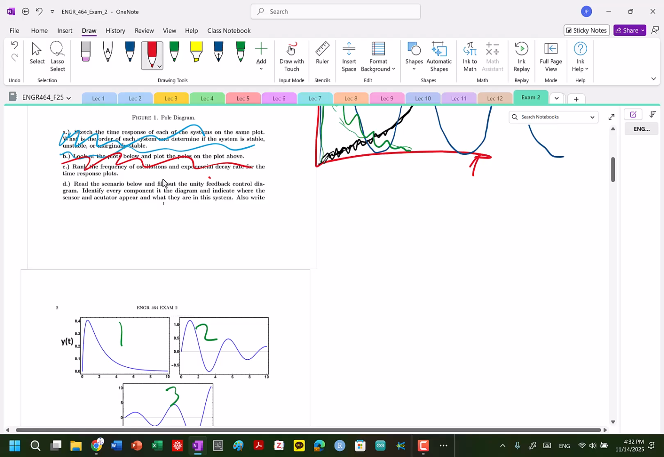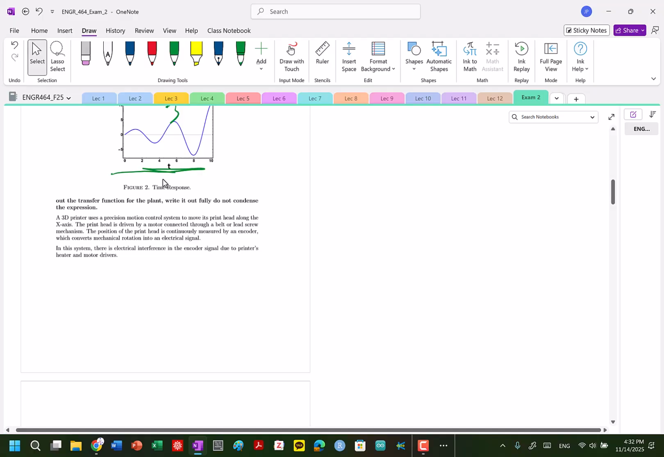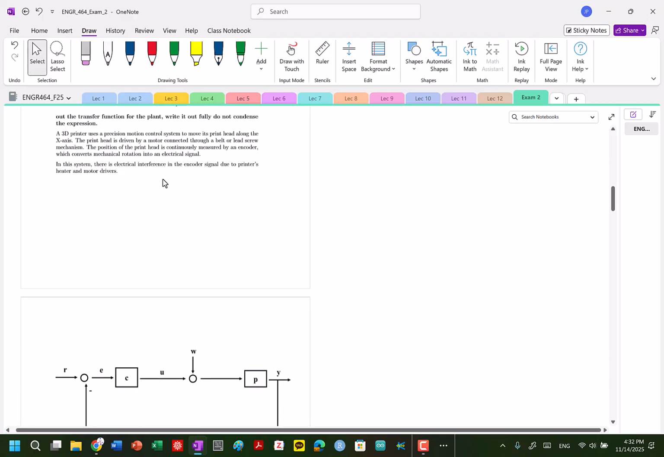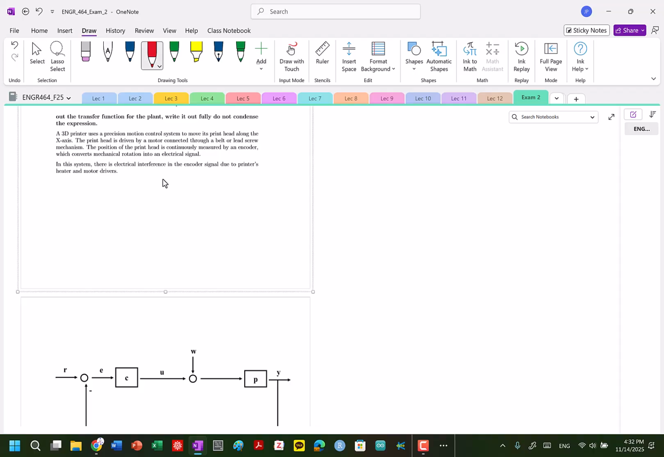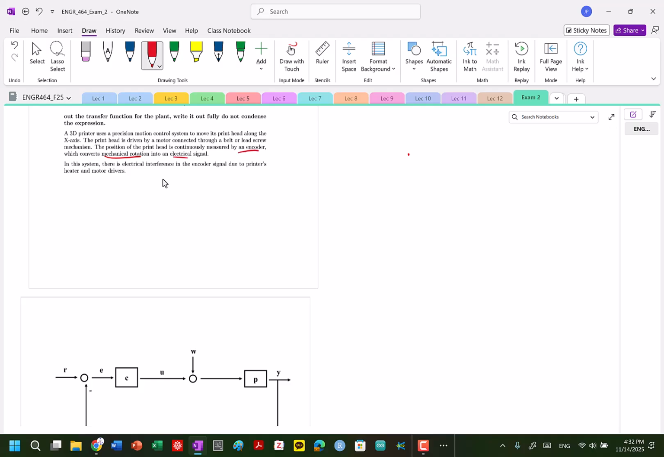Read the scenario below. Fill out the unit feedback system. Identify every component where the sensor and the actuator appear. Also write out the transfer function for the plant fully. A 3D printer uses precision motion control. The print head is moved by the motor. The position of the print head is continually measured by an encoder, which converts mechanical rotation into an electrical signal. In this system, there's electrical interference in the encoder signal due to the printer's heat and motor drivers.